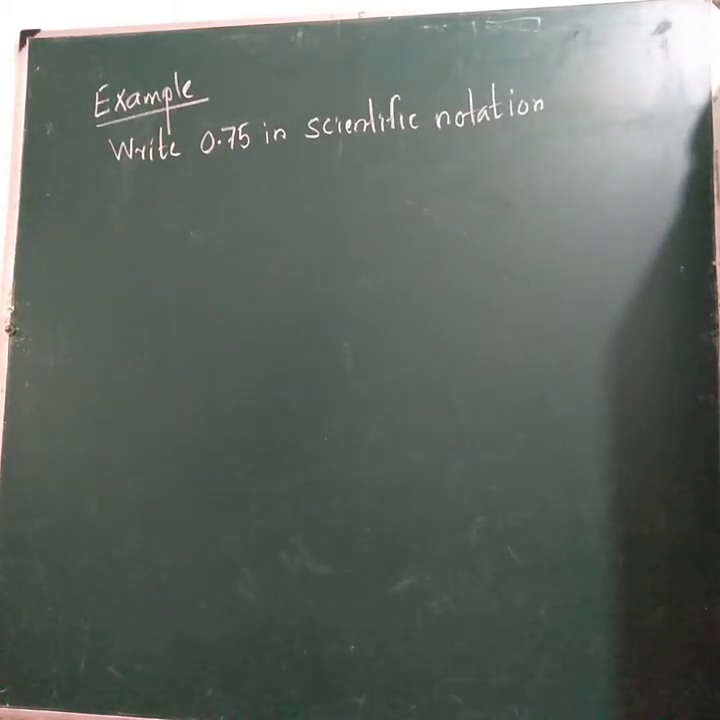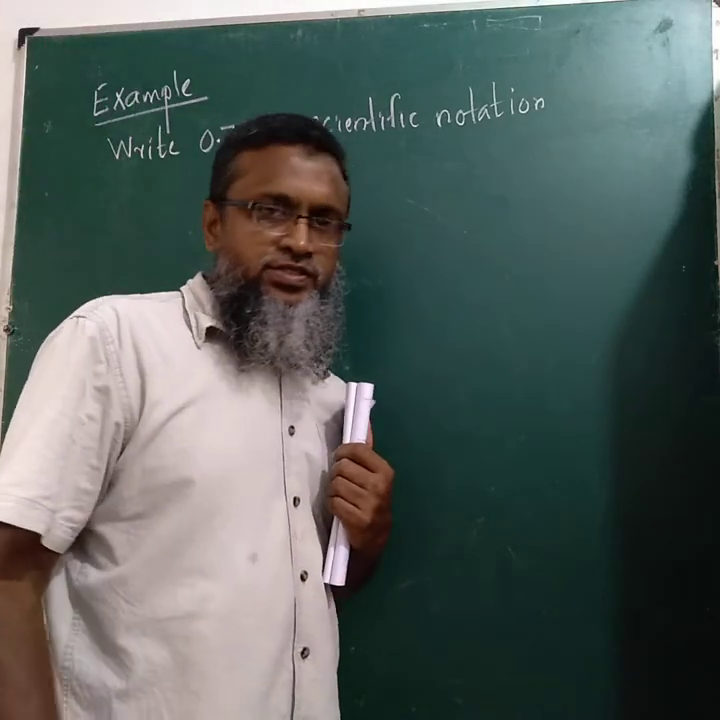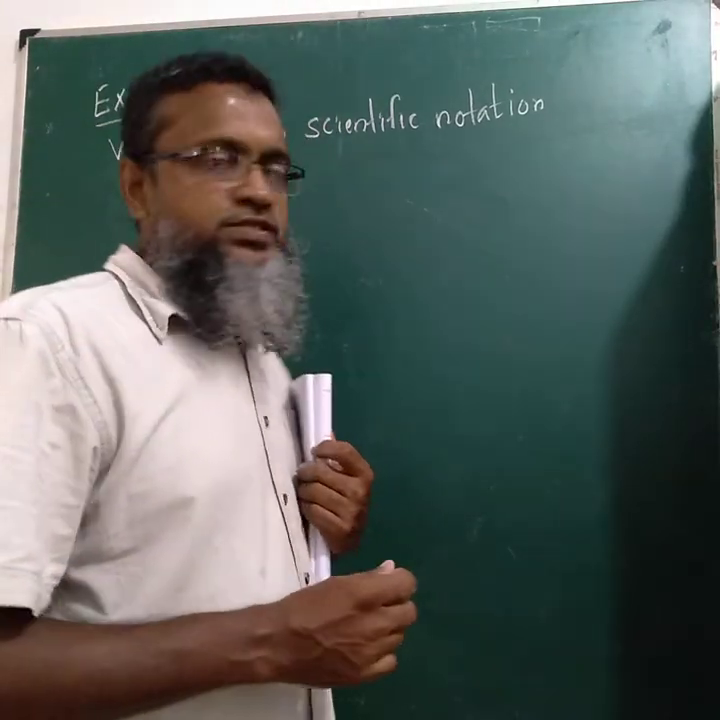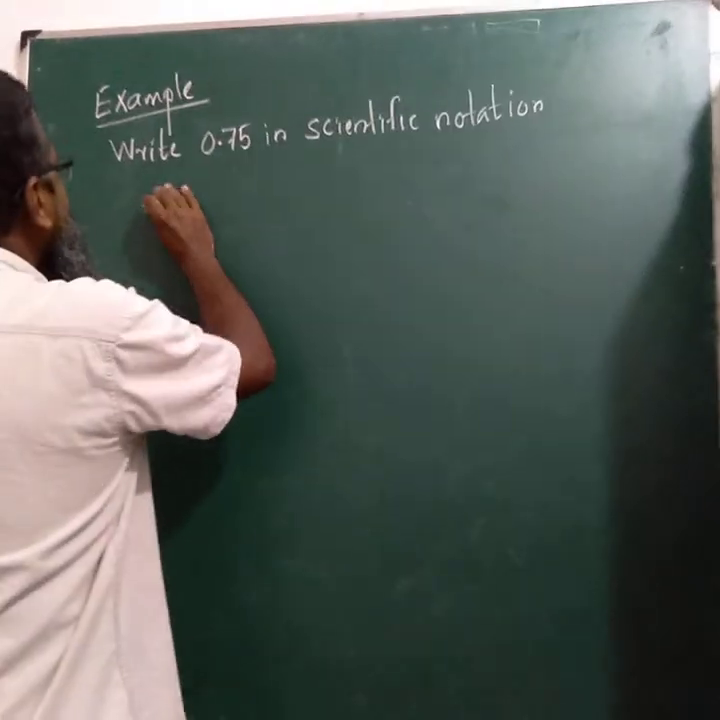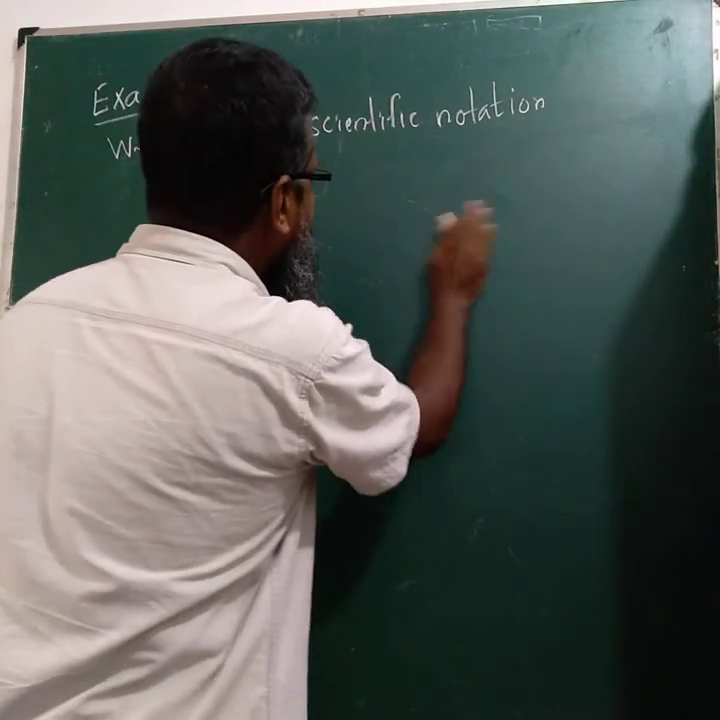Now we will do an example. By that you can understand how to write a number between 0 and 1 in the scientific notation. Right? Look at this example. Example: write 0.75 in scientific notation.